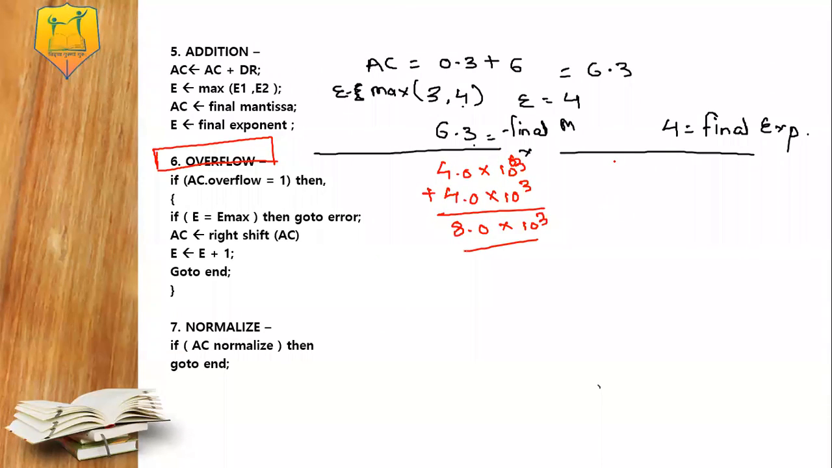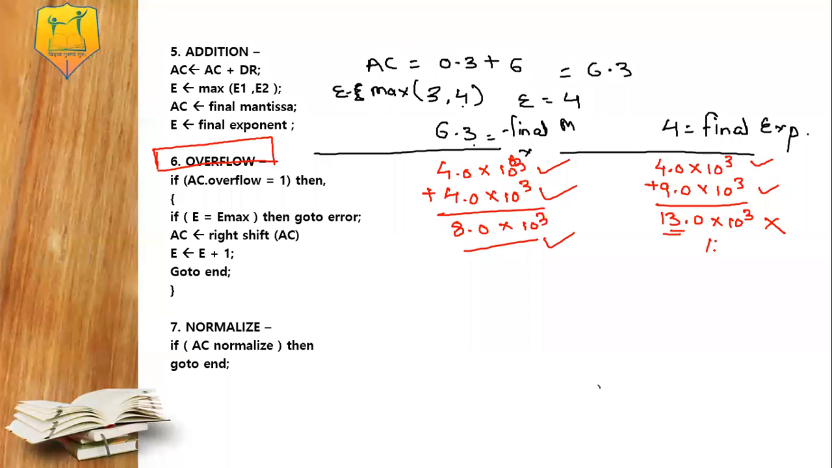But guys, listen over here. It is normalized form, and this is also normalized form, so there is no need to make it normalized. Now I'm taking another example: 4.0 into 10 raised to 3 plus 9.0 into 10 raised to 3. Now it is 13.0 into 10 raised to 3. The operands are normalized, but is the result in normalized form? Obviously not. It means it is an AC overflow. This concept is known as AC overflow. If the addition result is not normalized, then it is known as AC overflow.